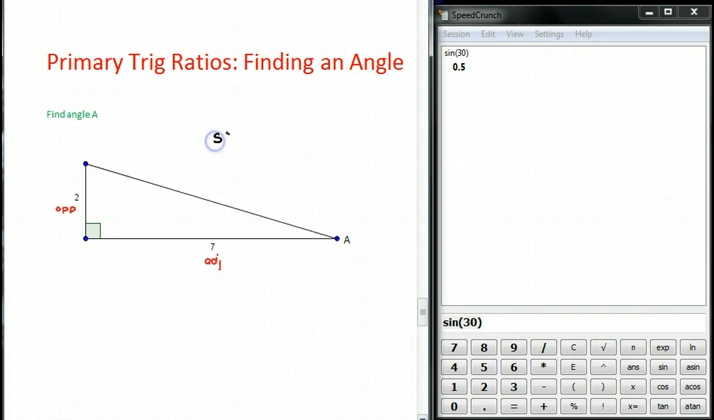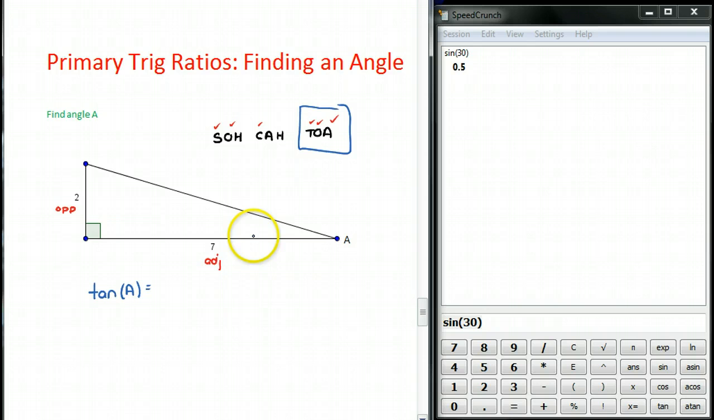But if you have trouble, because it takes a while sometimes to get comfortable using these ideas, write out SOHCAHTOA. Whether it's sine, cos, or tan is always checked. So I see that I have the opposite and I have the adjacent. And since I have all three check marks for tan, that's the ratio I'm going to use. So therefore I write down tan of A is equal to the opposite, which is 2, over the adjacent, which is 7.